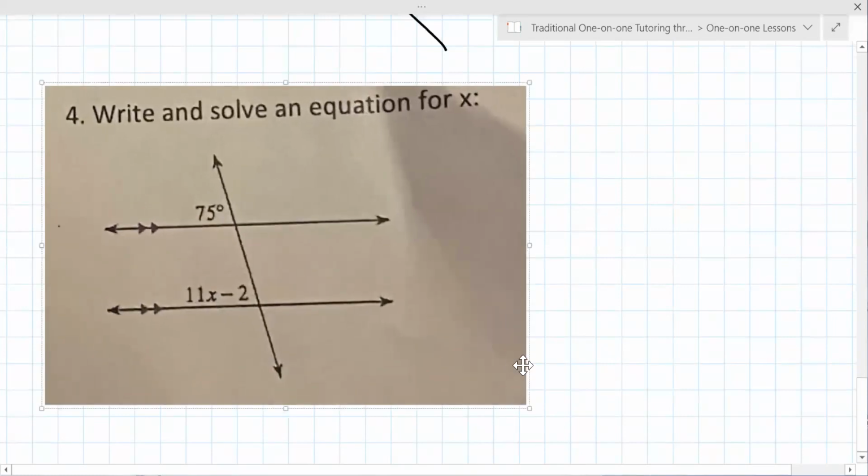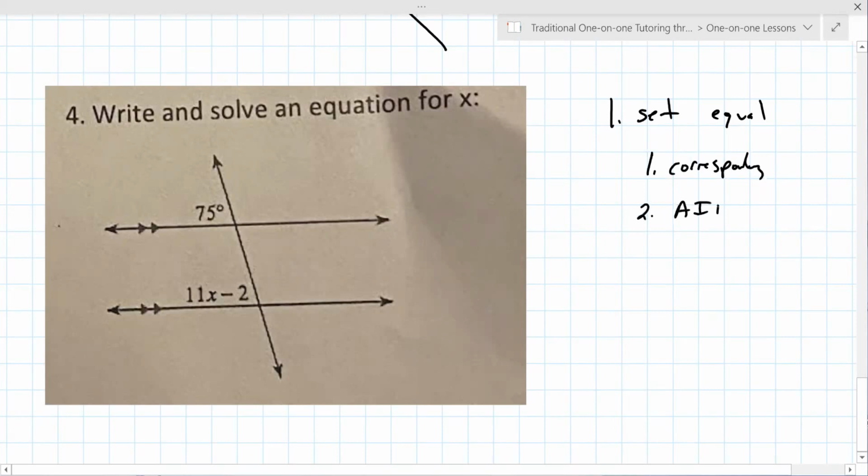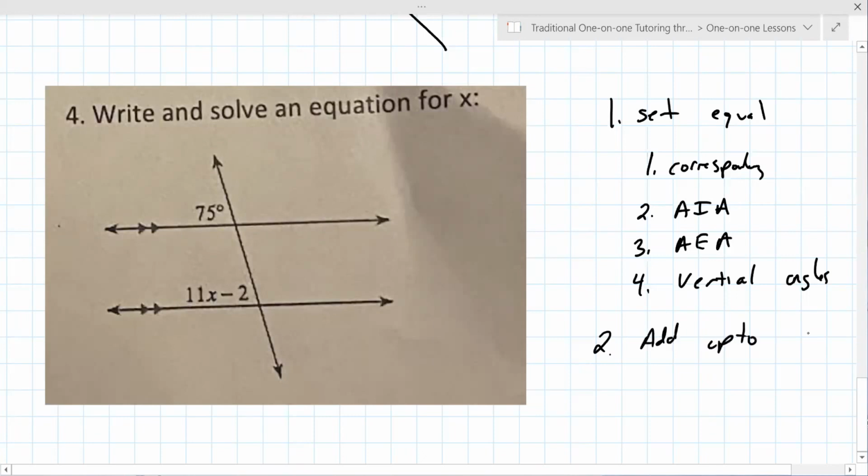So for question 4, your options are to set them equal, but you have to know why. The reasons are corresponding angles, alternate interior angles, alternate exterior angles, vertical angles. You have to have a reason. You can't just say they're equal. The other option is they add up to something, usually 180. But again, you need a reason, like they're same side, supplementary.